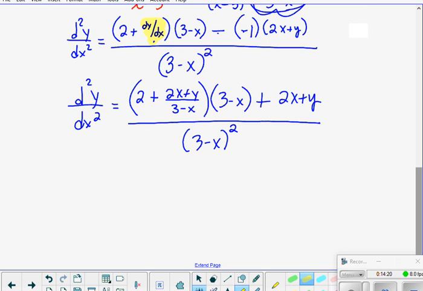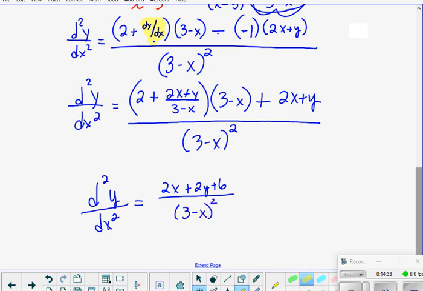If you would like the challenge of doing the algebra and getting to the final answer, you can play around. The answer I got was 2x plus 2y plus 6 over 3 minus x quantity squared. Okay, so if you want that extra challenge of taking this and working your way down, go for it. My work is shown on Schoology if you want to see how I achieved that. But just know for the test tomorrow and for the AP on free response, this is all you'd have to do. This would be fine. All right, good day.